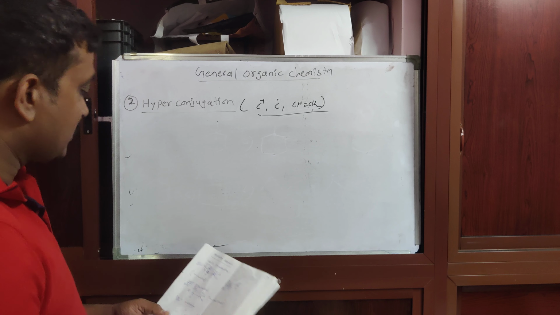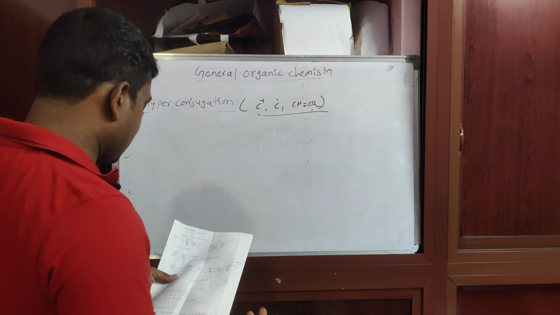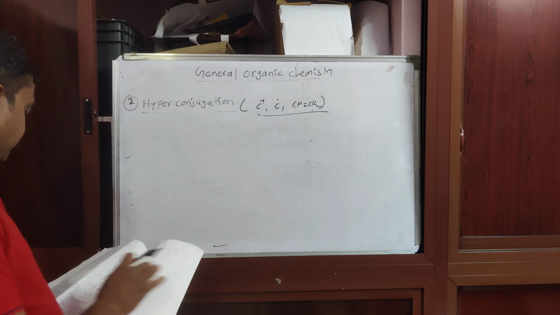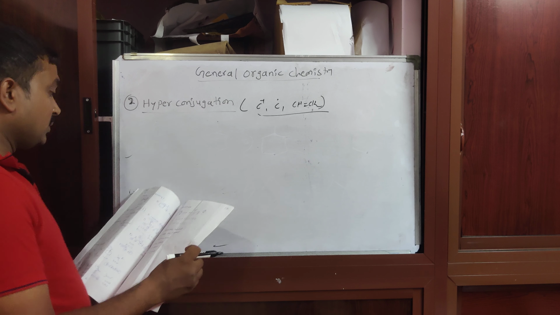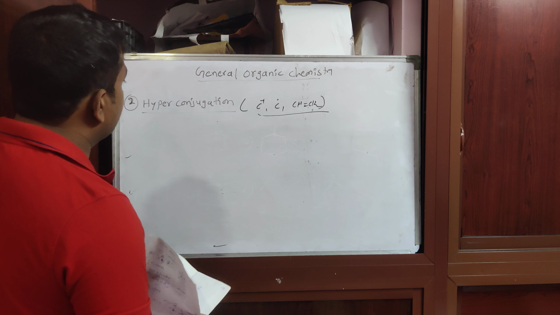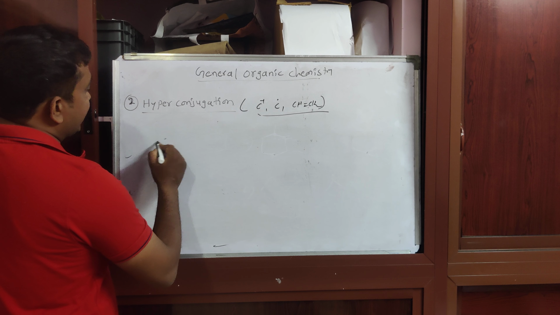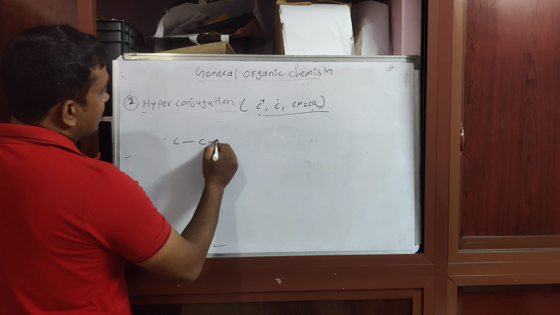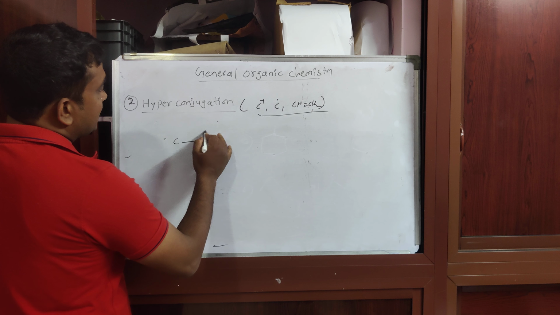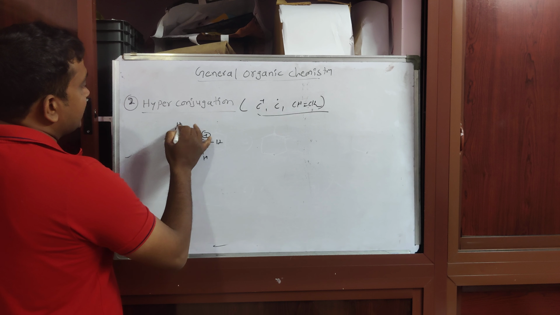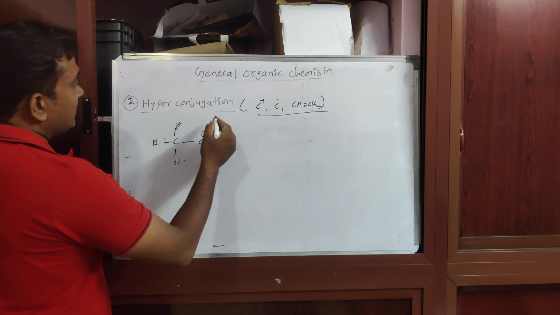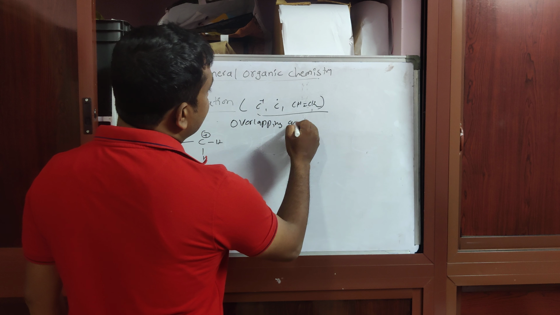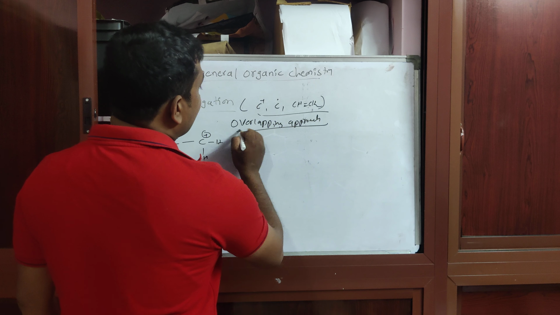Next we discuss the overlapping approach. How will the overlapping approach work? This is very important. How can we calculate the overlapping approach? In the case of a carbocation, this is the hydrogen, this is the carbocation. Take this one hydrogen. Take the overlapping approach. How will the bond form?